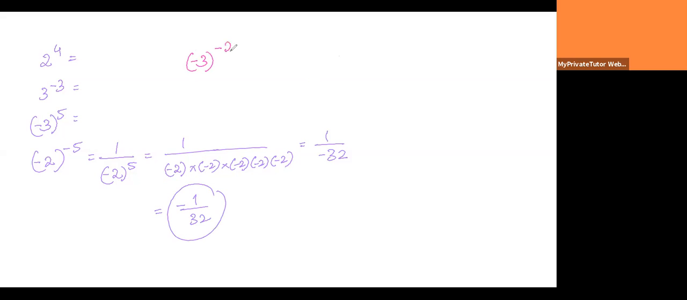Minus 3 power minus 2. What is the answer for this? First, convert this into a positive exponent. 1 divided by minus 3 power 2. See what I did? Minus 2 becomes plus 2 if it goes to the denominator. That's the only thing I did, okay? It's kind of flipping the fraction or taking the reciprocal of the number. Then minus 3 squared, which is minus 3 times minus 3. Minus 3 times minus 3 is 9, right? So 1 over 9. That's the answer. I hope everyone understands this.